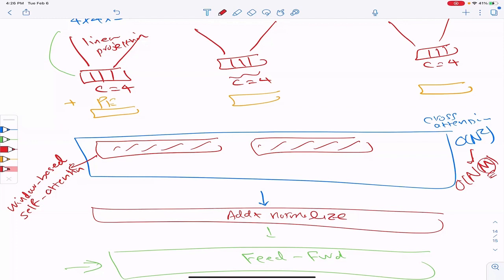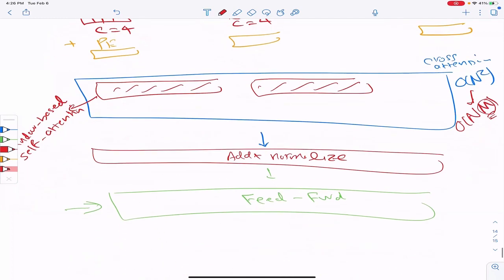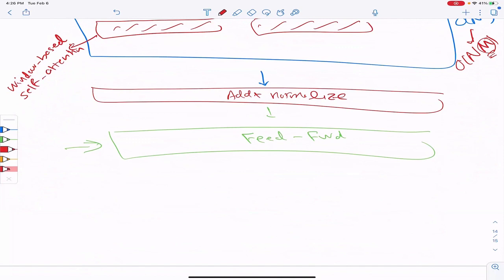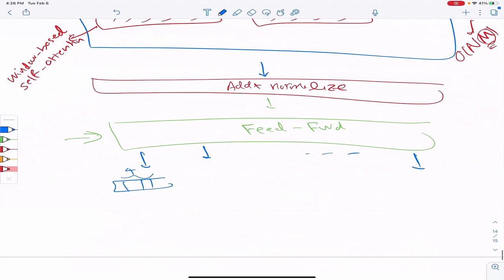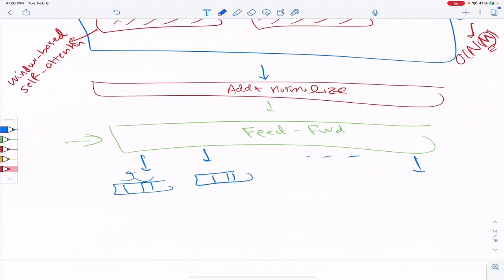Add and normalize doesn't cost anything. It's just a normalization. Feed forward can be done effectively because the size of your vectors are much smaller. And then add and normalize, it is okay. So the output will be, again, vectors of length 4, the encoded versions of your input vectors.